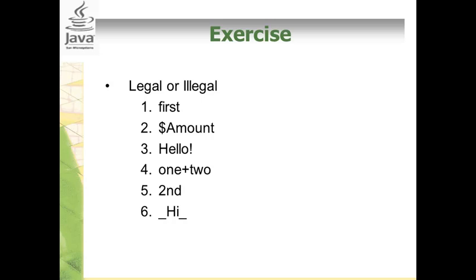It looks acceptable, but it is illegal. Why is it illegal? Because there is an exclamation mark at the end of the variable. 1 plus 2: the plus sign is not acceptable. Number 5, second, it's not acceptable as well because it starts with a number. Number 6, okay, acceptable because it starts with the underscore.